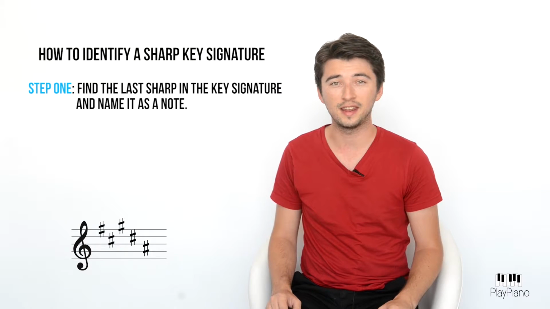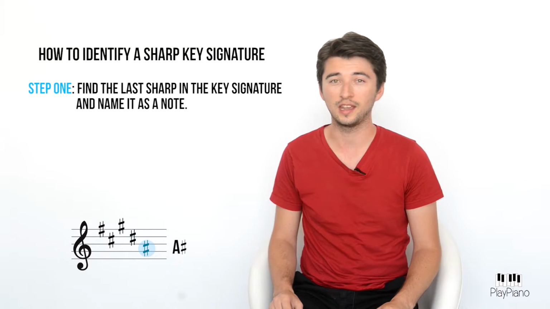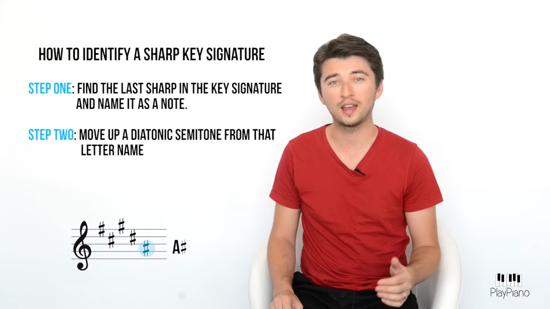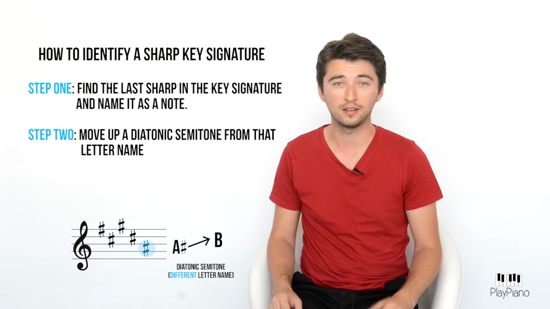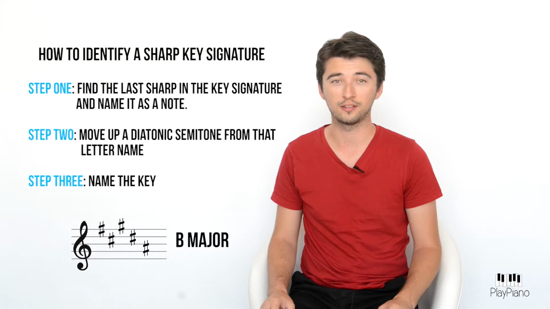Let's try identifying a couple more. This key signature has 5 sharps. Step 1 has us name the last sharp. That's easy, A sharp. Step 2 has us move up a diatonic semitone. That's easy, it's B. So the key signature is B major.